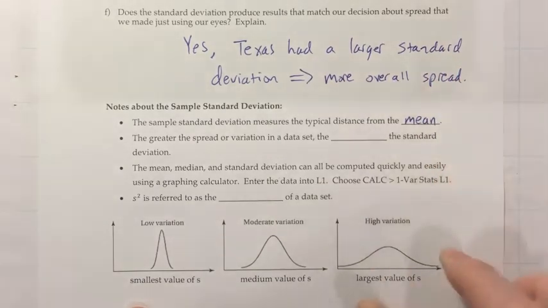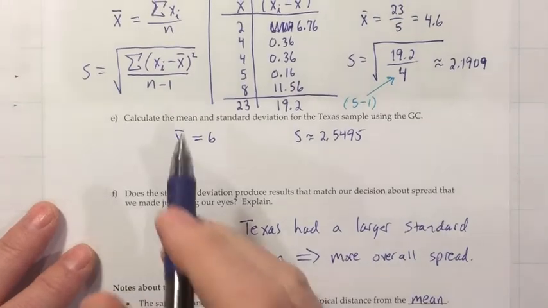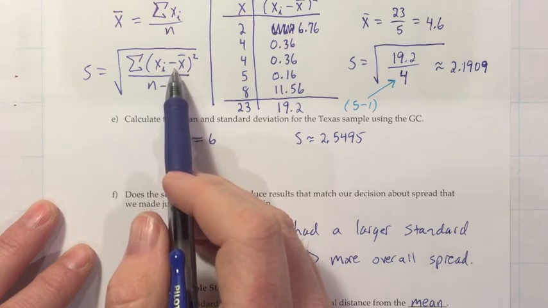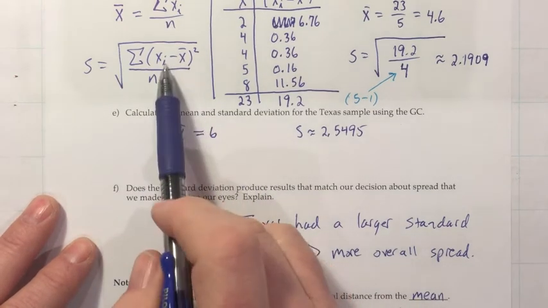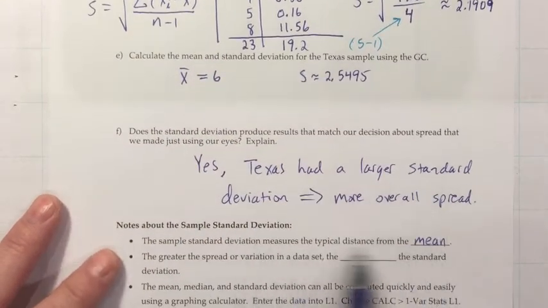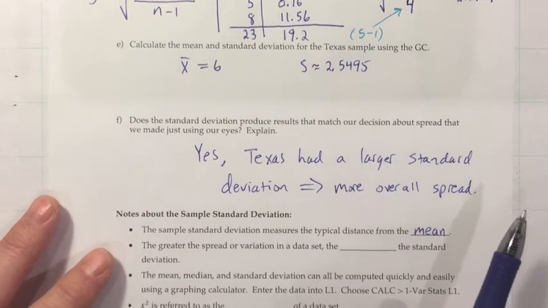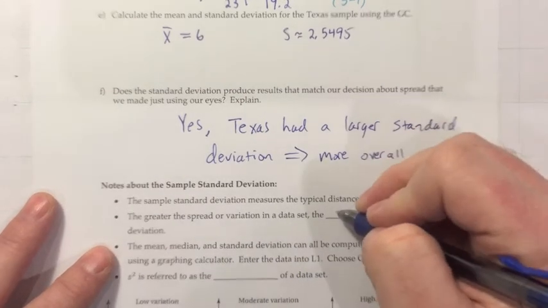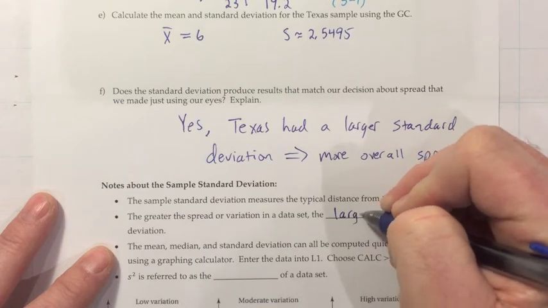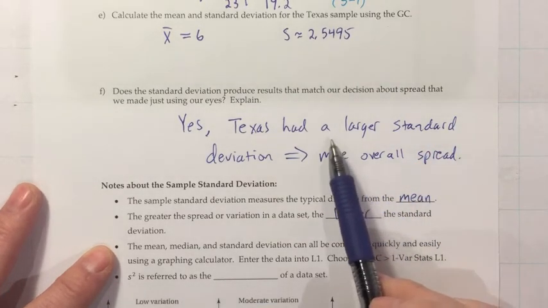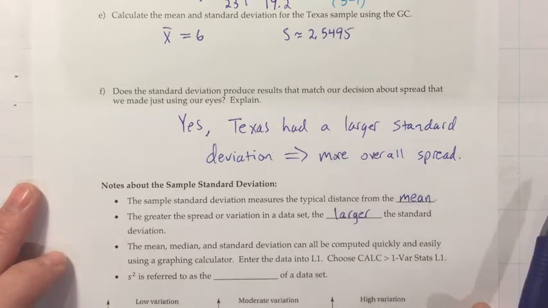So notice that at the center of our formula is take every x value and subtract the mean. When you do the difference between two values, you're doing the distance between those values. And so we did the distance between every x value and the mean, and that helps us find the typical distance from the mean. And the greater the spread or variation in a data set, the larger the standard deviation will be, and that's why when Texas was more spread out in the data, it produced a larger standard deviation.